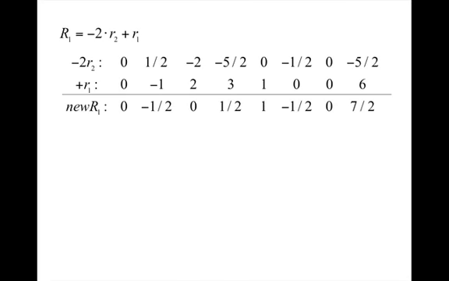So -2 times row 2 gives me 0, 1/2, -2, -5/2, 0, -1/2, 0, and -5/2. If I add this to row 1, this gives me my new row 1. So for my new row 1, I have 0, -1/2, 0, 1/2, 1, -1/2, 0, and 7/2.